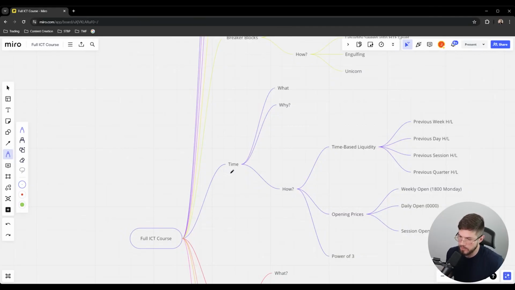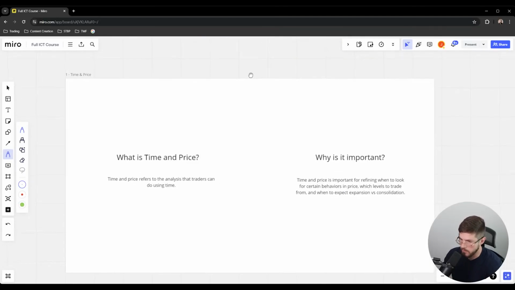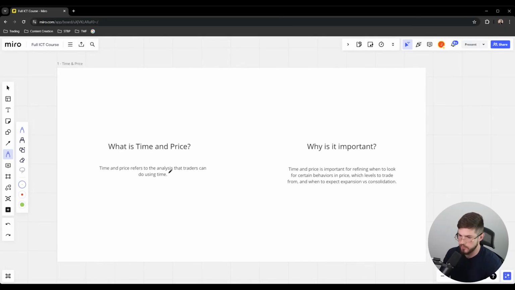Okay, we're going to piece together a lot of concepts here. We're going to talk about the power of three. We're going to talk about what time-based liquidity is and everything in between. So, simply put, time and price just refers to the analysis that traders can do using time. Now, why is this important? Well, again, we're going to be able to figure out when we're looking for certain behaviors in price, which levels to trade from, and when to expect expansion versus consolidation. Pay very close attention because this is extremely important, and we're going to be using this heavily in our putting it all together section, which is going to be the trading plan.